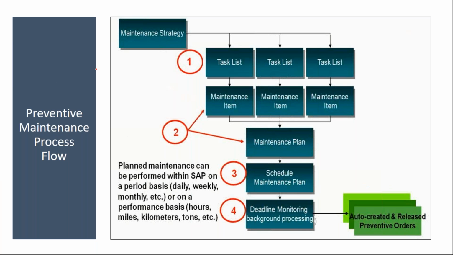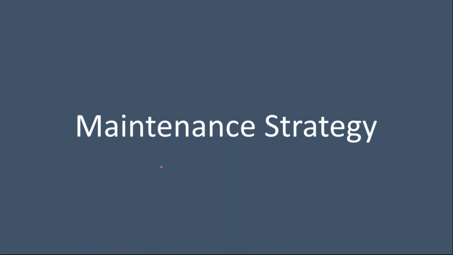So this is the whole design we need to do. We need to create strategies, then task list, then maintenance plan. All these are assigned to each one. Strategy is assigned to task list, assigned to maintenance plan. Then when it is scheduled, orders will come. So in the next coming 3-4 classes, we will see this entire setup. So now the first one in the preventive maintenance process is normally creating the maintenance strategy.